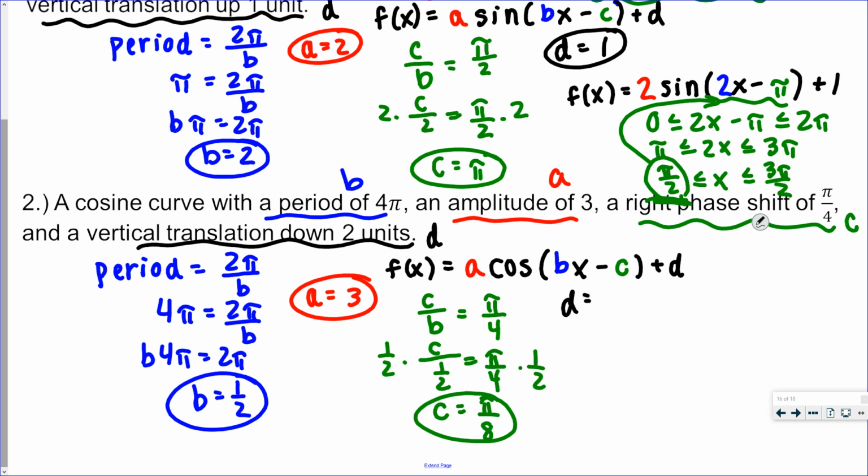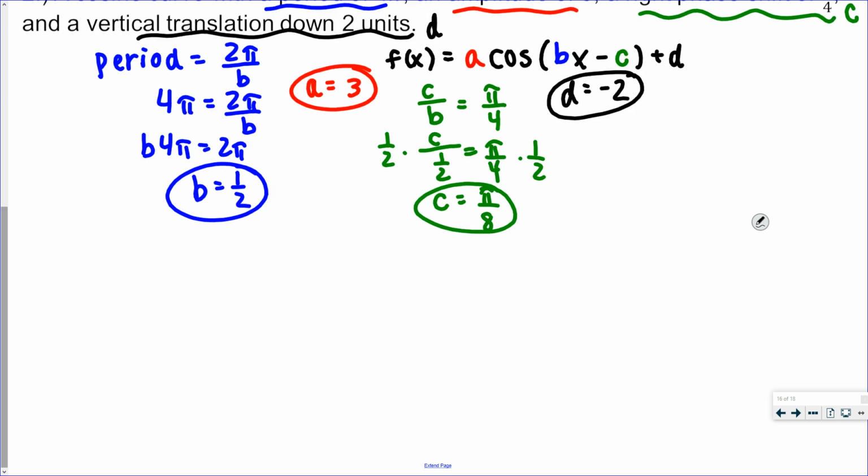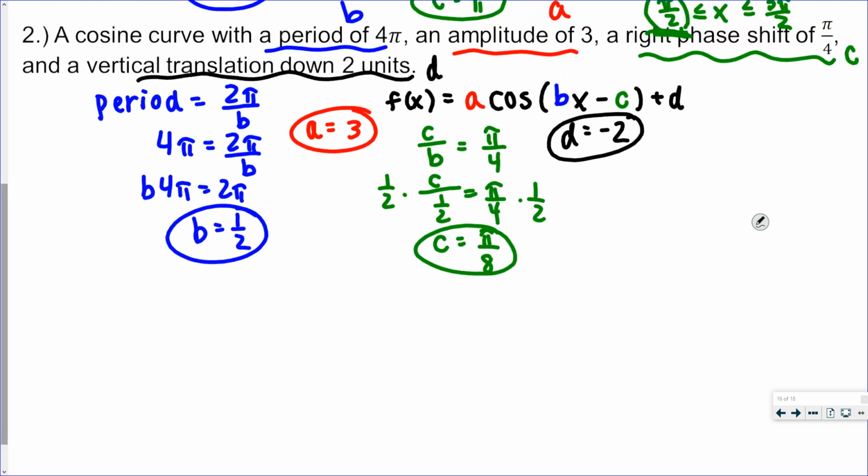D is? -2. -2. Good. Okay, let's write the equation. And then let's check the period and see if it matches with the information that was given to us.